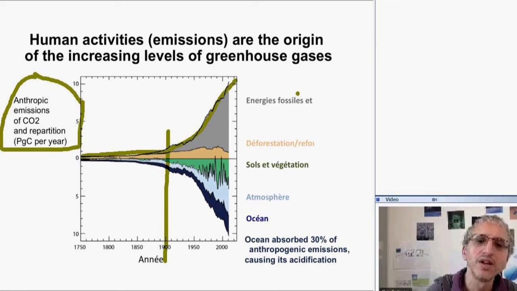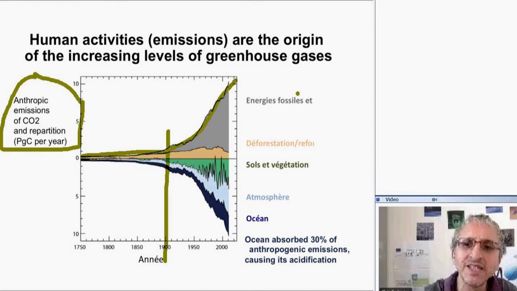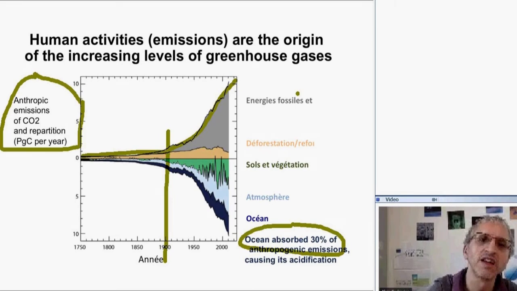At the same time, you have to notice that all this CO2 emitted into the atmosphere doesn't stay there. A fraction of it is absorbed by oceans. Okay, oceans absorb about 30% of anthropogenic emissions. Okay, and it's causing acidification of the ocean, and it has an impact on corals.